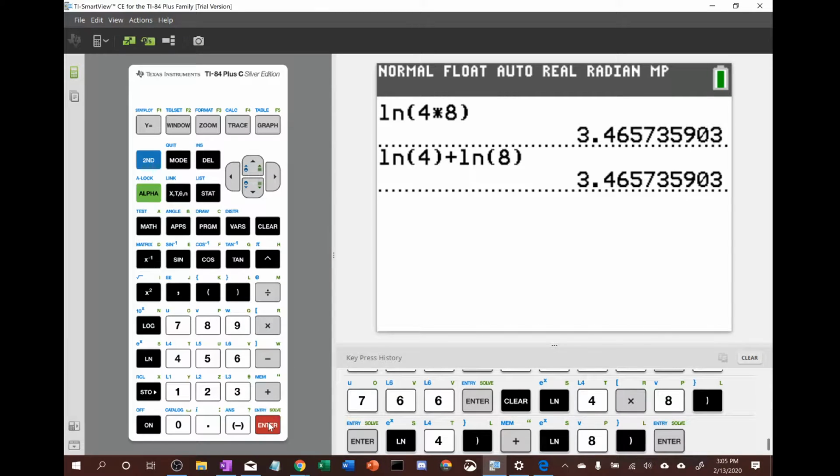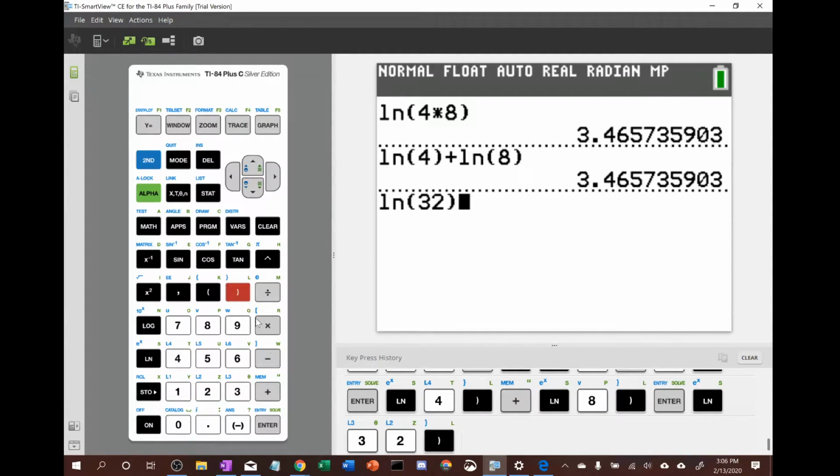Now I want to show you something cool. What is 4 times 8? 32. So what if we tried ln of 32? Because somebody asked earlier, well, what if I multiply them together? Let's see. Wow. Pretty cool, right? So the product rule is cool, and it's simple, and it's easy, and that's as hard as it is. So now you know the product rule.